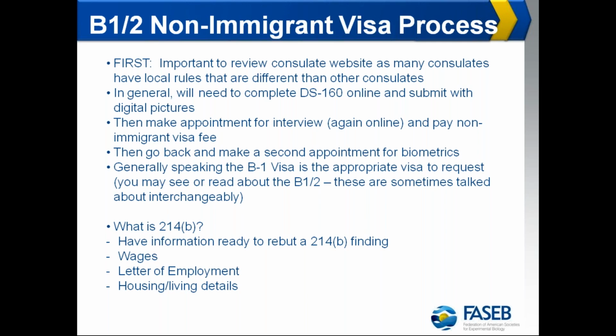So ultimately, when you process a B visa application, it's important to have information ready to present to the consulate to rebut what's called a 214B finding. That would be information such as wages, a letter of employment, or housing and other living details at home.